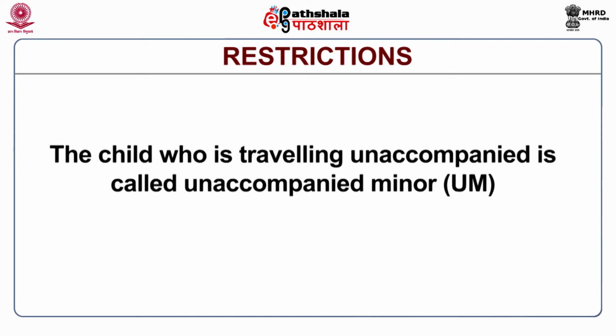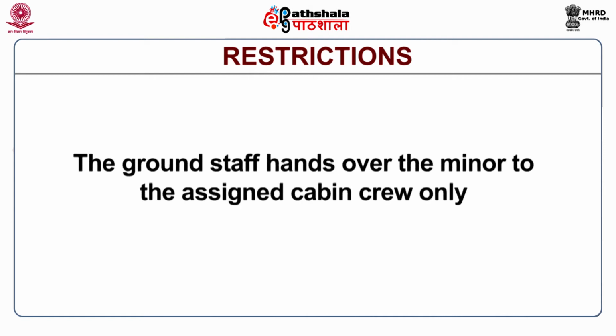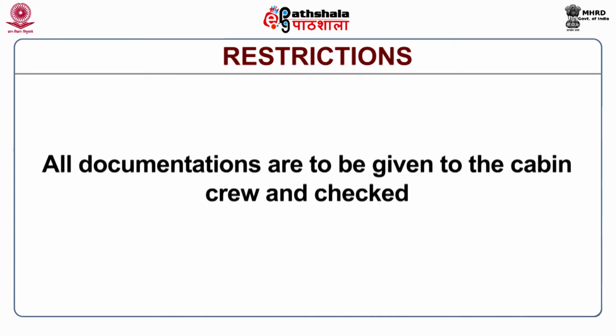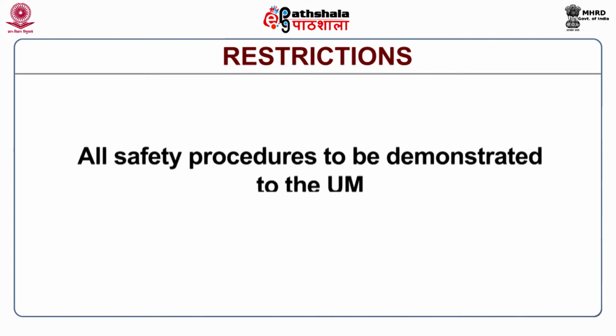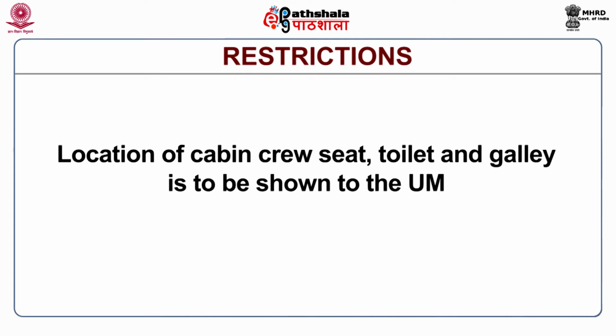The child who is traveling unaccompanied is called unaccompanied minor and may be abbreviated as UM in capital letters. These passengers are boarded first and deplane last. The ground staff hands over the minor to the assigned cabin crew only. All documentations are to be given to the cabin crew and checked. All safety procedures to be demonstrated to the unaccompanied minor. Location of the cabin crew seat, toilet and galley is to be shown to the unaccompanied minor.